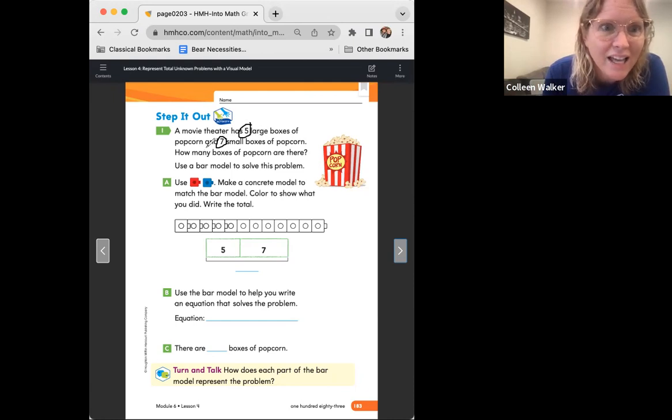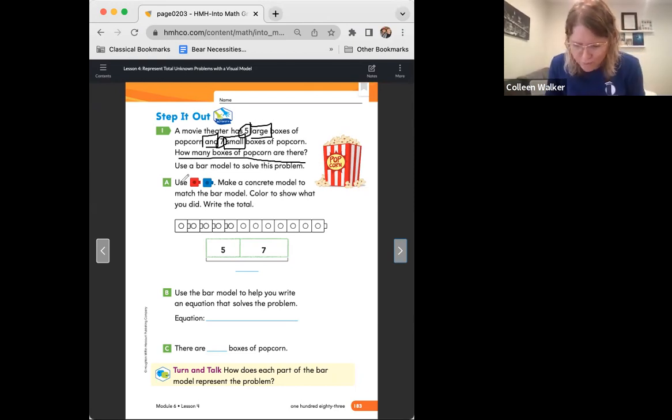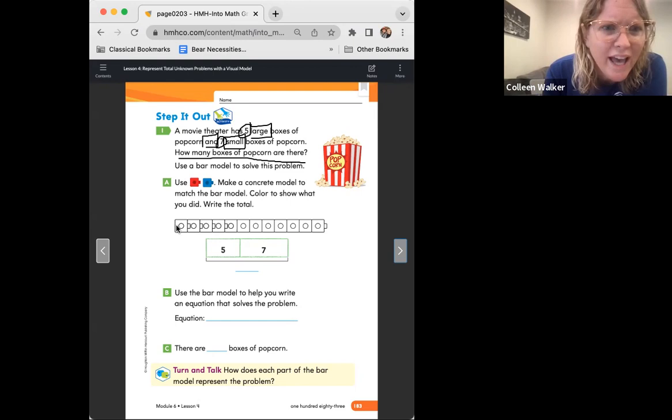Yeah, maybe and, since we know that there's large and small. How many boxes of popcorn are there? That's our question, right? So it says use a bar model to solve this problem. Use red cubes and blue cubes. So we have to make a concrete model to match the bar model. So let's go ahead and get our colors ready. So we have to show 5 large and 7 small.